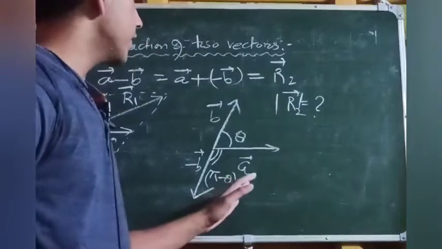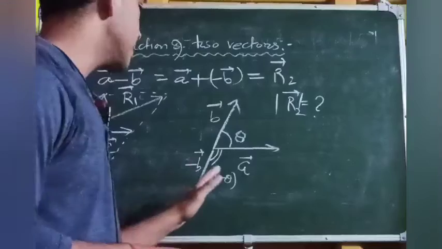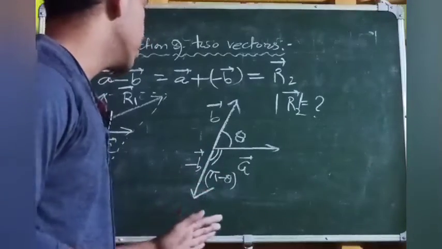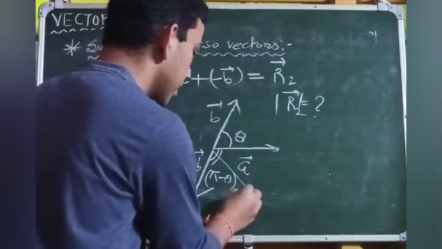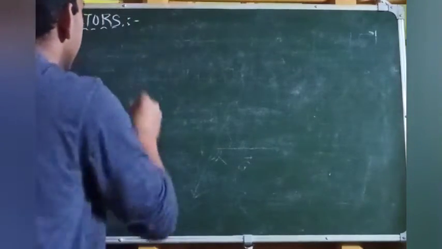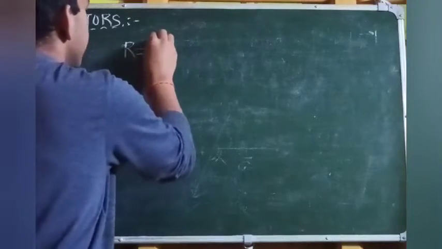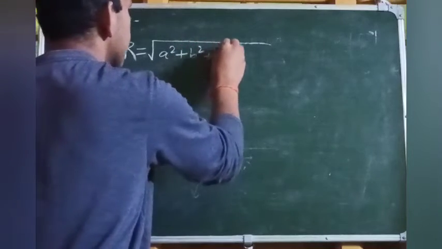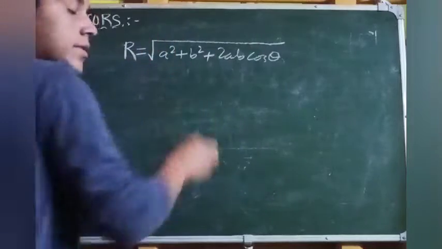So, by putting the value of the angle between the two vectors, a vector and minus b vector, that is pi minus theta, in the direct formula that we have already found, we will get the magnitude of R2 vector. The initial formula was R is equal to root under a square plus b square plus 2ab cos of the angle between the two vectors.